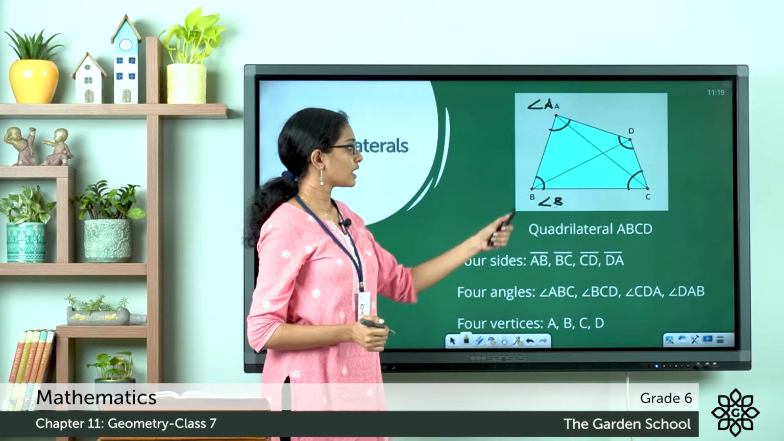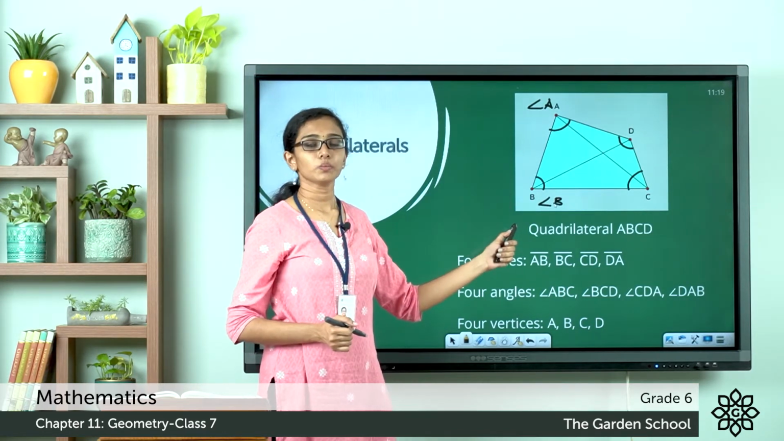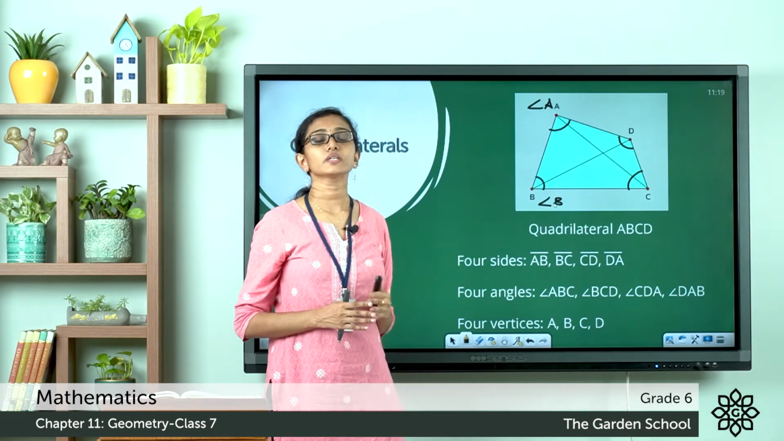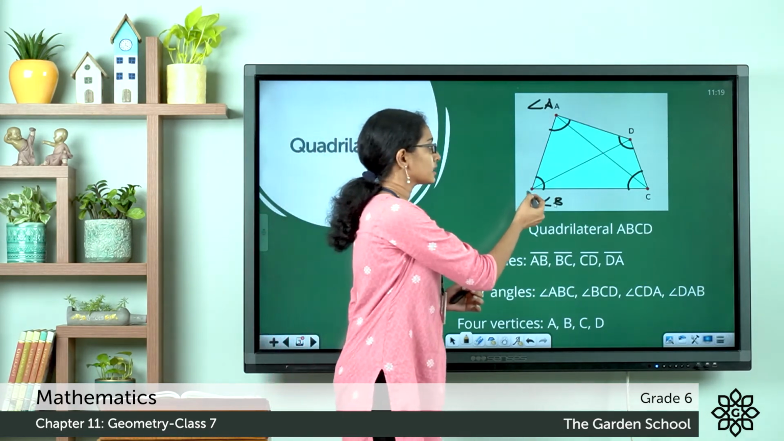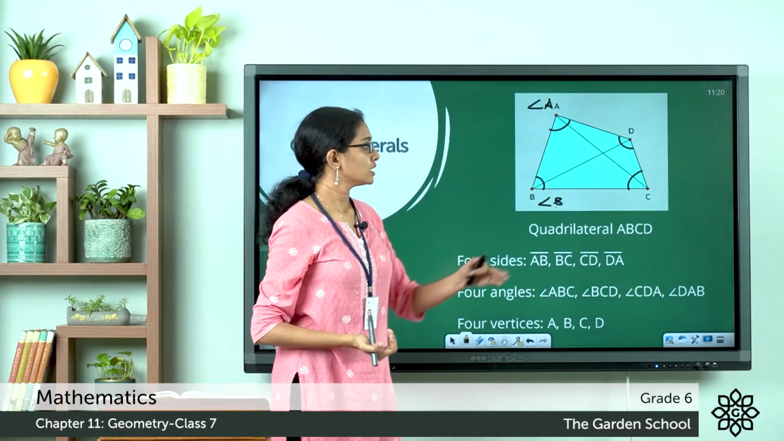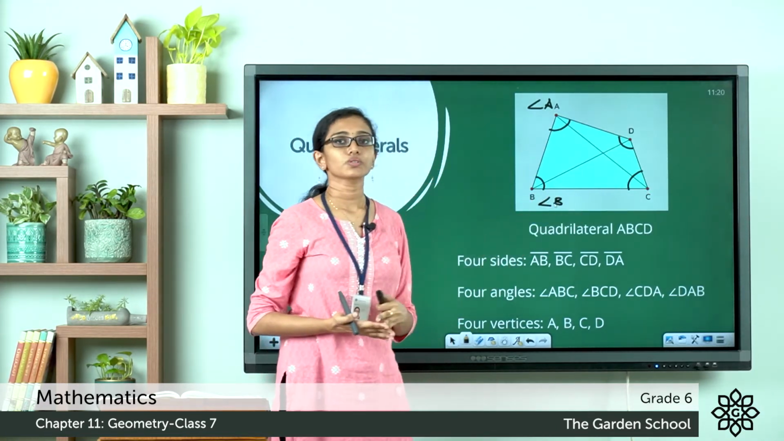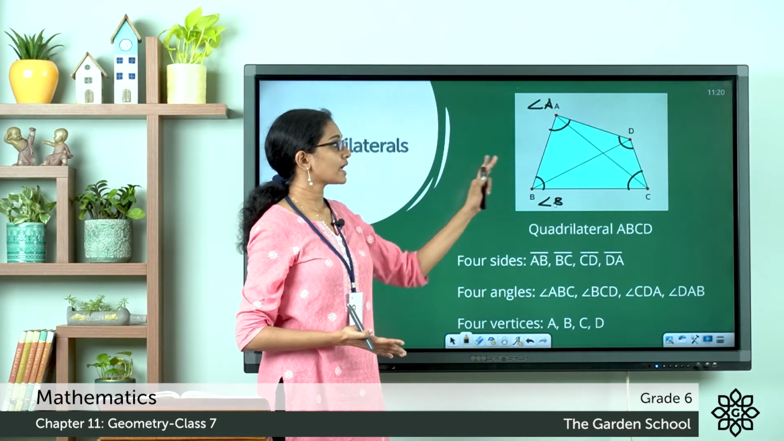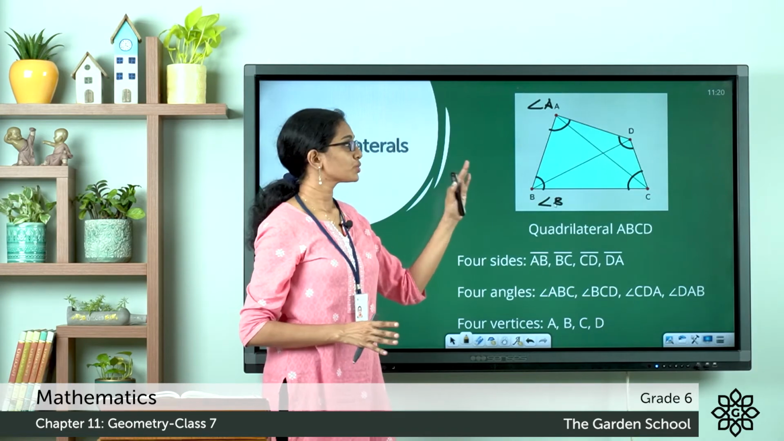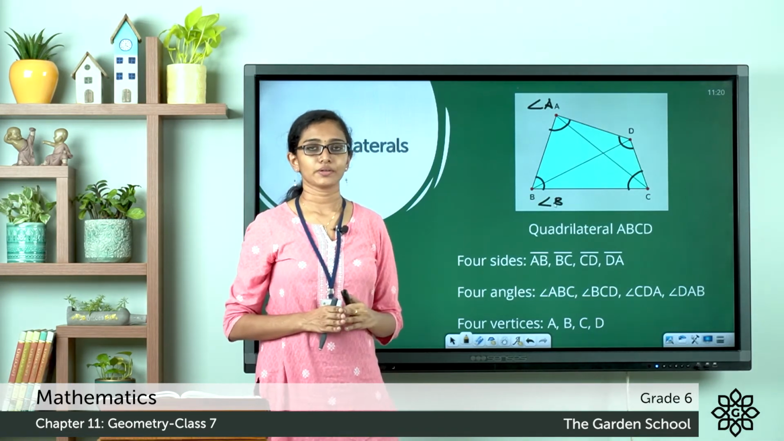Now, if I draw a line segment from one vertex to the opposite vertex, that will be a diagonal of the quadrilateral. So here the line segment BD is a diagonal of this quadrilateral. The line segment AC is also a diagonal. So how many diagonals can we draw inside a quadrilateral? We can draw 2 diagonals inside a quadrilateral.